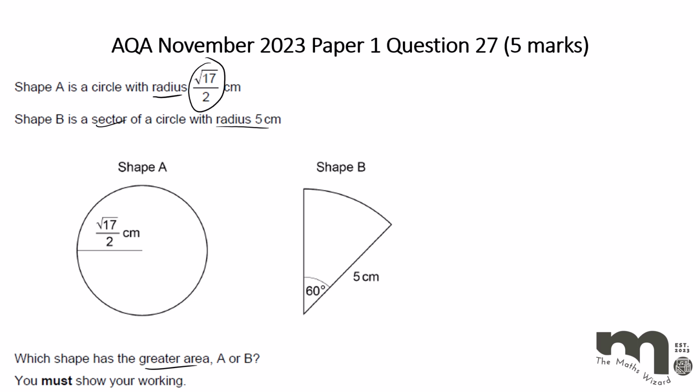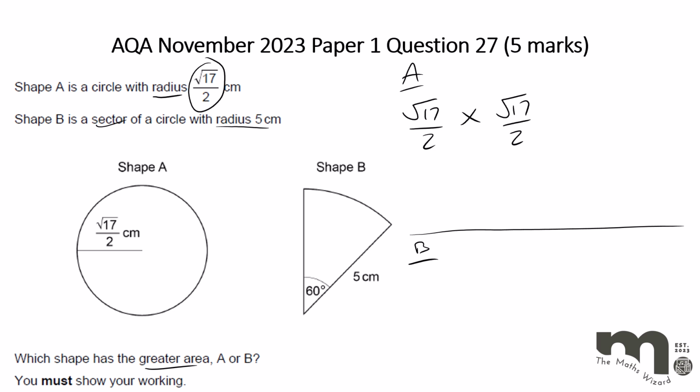Okay, let's take a look then. If we start with A first, we'll go on to B after that. So A, we're doing the square root of 17 over 2 multiplied by the square root of 17 over 2. The reason we're doing that is because the area of a circle is pi times the radius squared. Because we haven't got a scientific calculator, since this is from a non-calculator paper, we're just going to do the radius squared, and that will tell us the area in terms of pi. So it tells us what we have to multiply pi by to work out the area as a value.